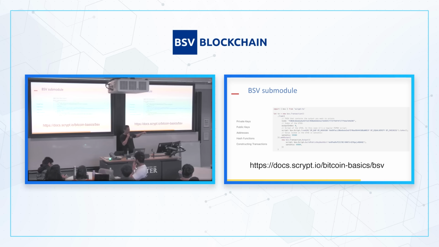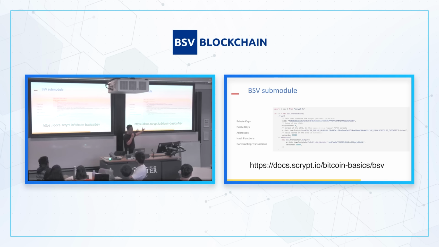For example, we provide all these tools in the BSV submodule, so you can create a pair of keys. You can create a random key, generate the public key from it, and even generate an address from it. And then we have all the different hash functions, for example SHA-256, SHA-1, RIPEMD-160. You have all kinds of these built in. We already provided them, so you don't have to implement them.